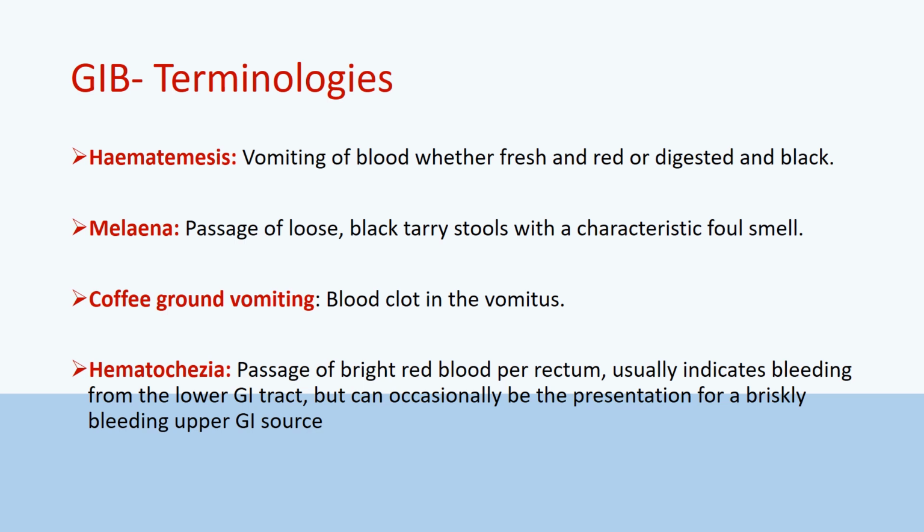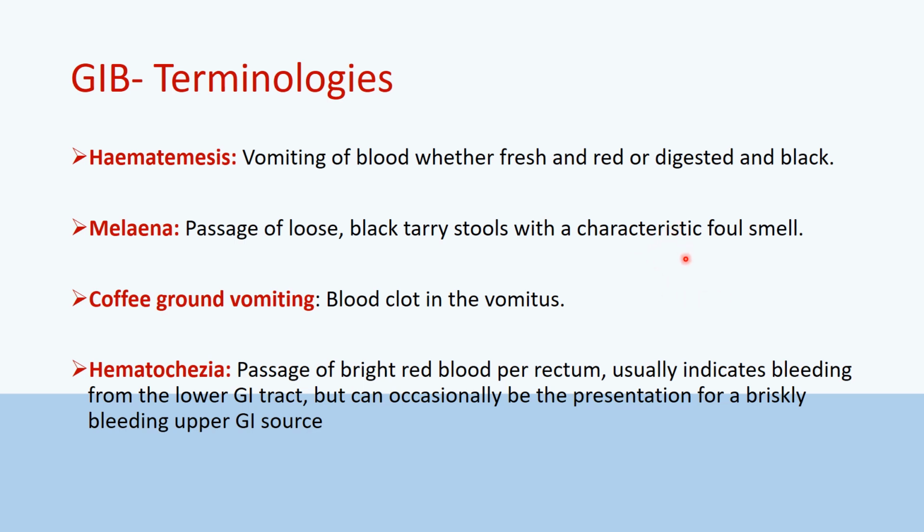Before we proceed further, a few terminologies need to be looked into. The first is hematemesis, and hematemesis basically means fresh blood in the vomitus, or that can be of a coffee ground color. The coffee ground vomitus is due to the action of hydrochloric acid, which is in the stomach, on the blood, and it changes the texture and color of the blood.